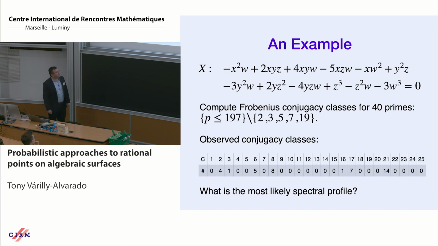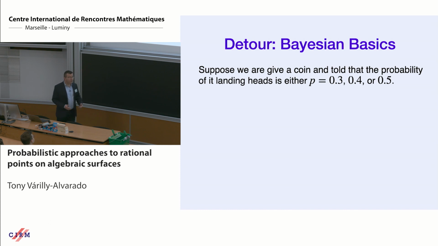The question is, I have 339 spectral profiles, and given this data, which one is the most likely? Now, if you look at this data, it looks like a really small amount of data. It looks really poor. But it is remarkable how good it is at figuring out what the spectral profile should be. To do that, I need to take a very quick detour into Bayesian basics.